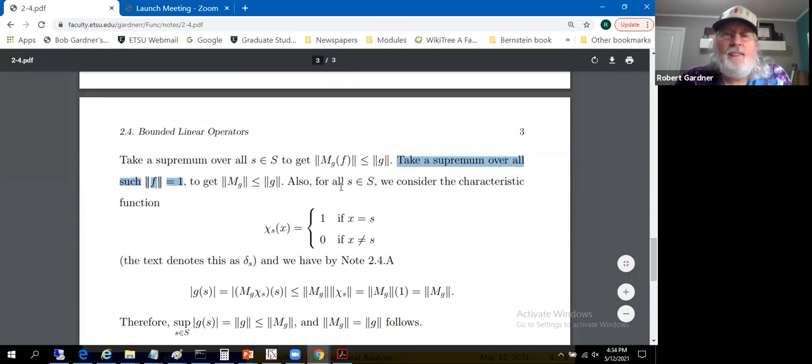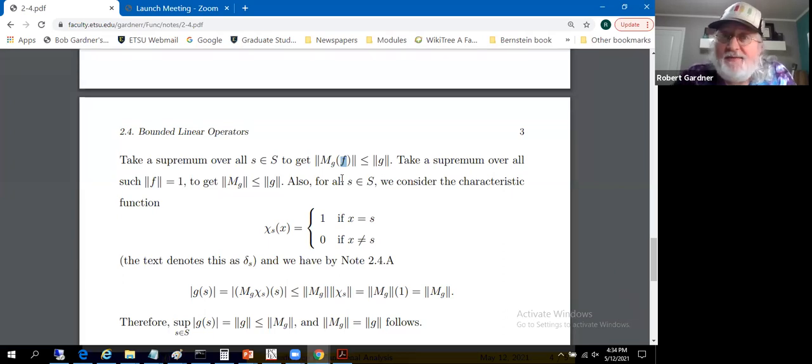We've got m sub g, the operator, that's the T in what we had before, and it's acting on a unit vector. That's the x we had before. In the definition, we had Tx. Here we've got m sub g f. Sometimes I put the parentheses in, sometimes not, so between me and the text, we're a little inconsistent with that. But we wanted an operator norm, take a sup over all unit vectors x, I mean all unit vectors f here.